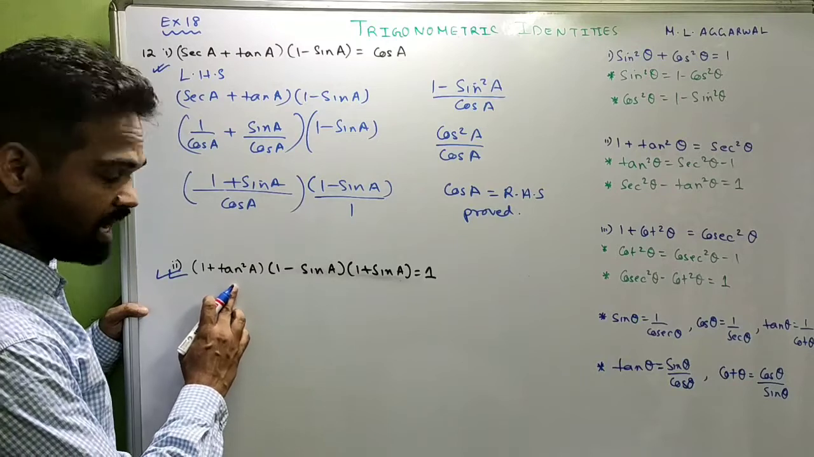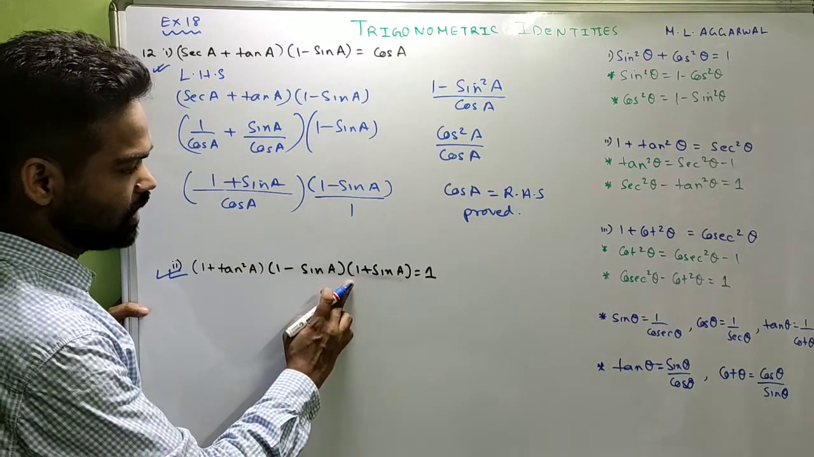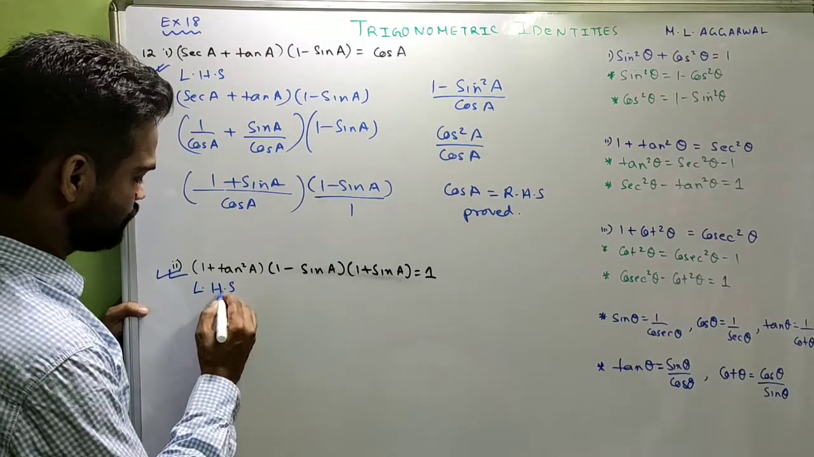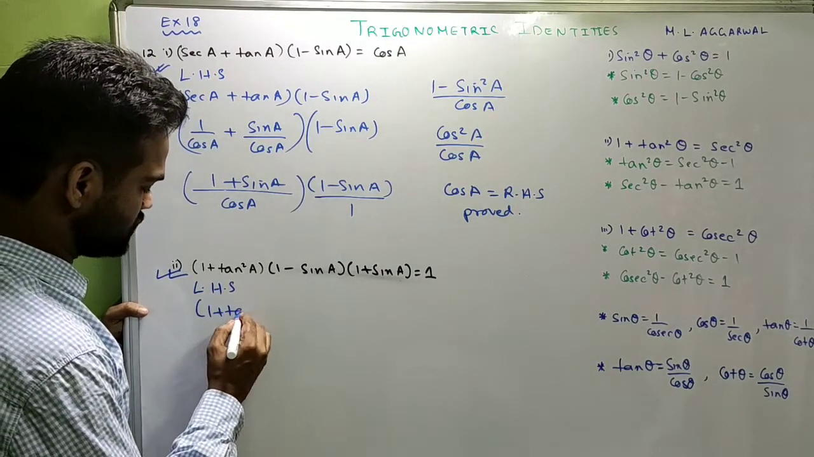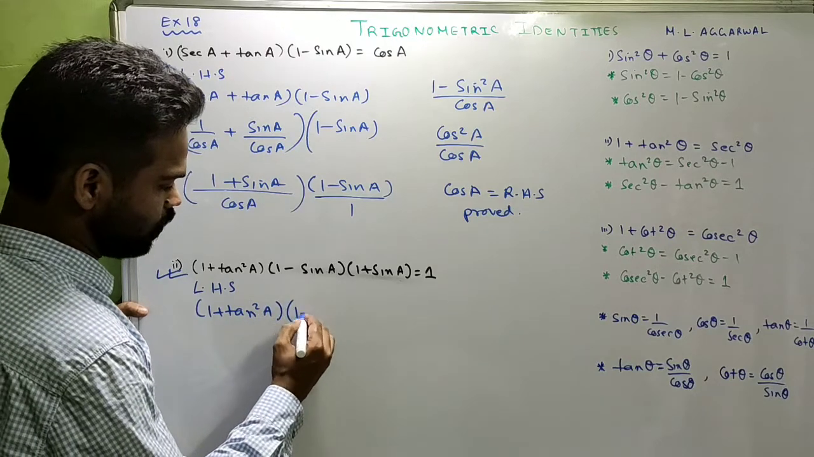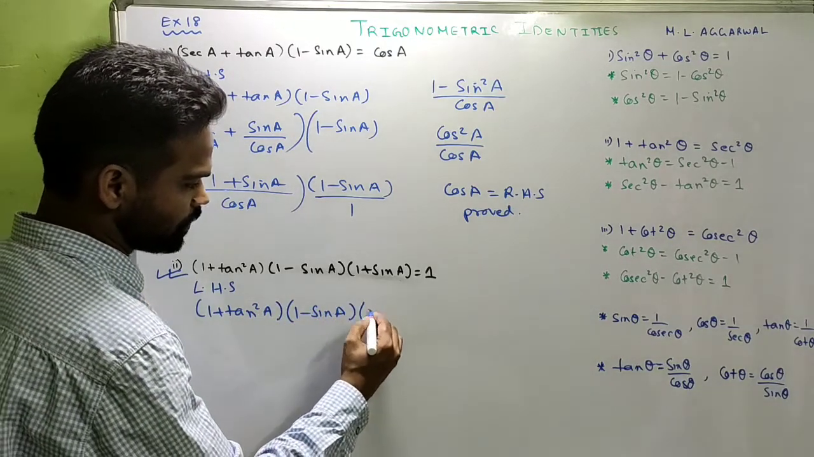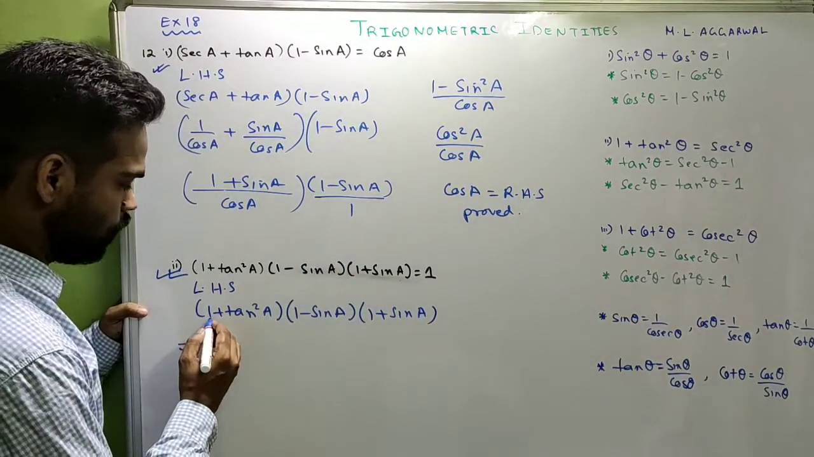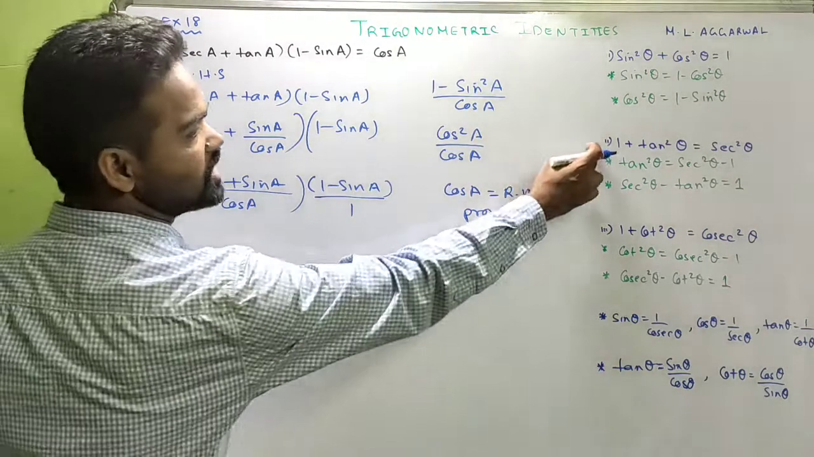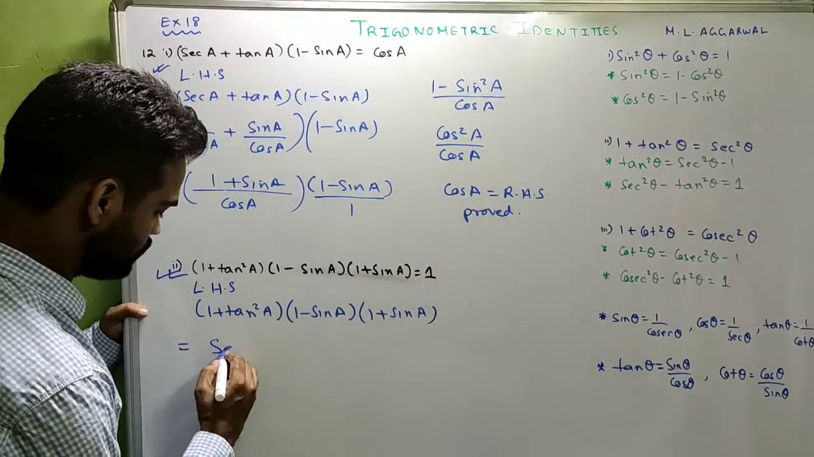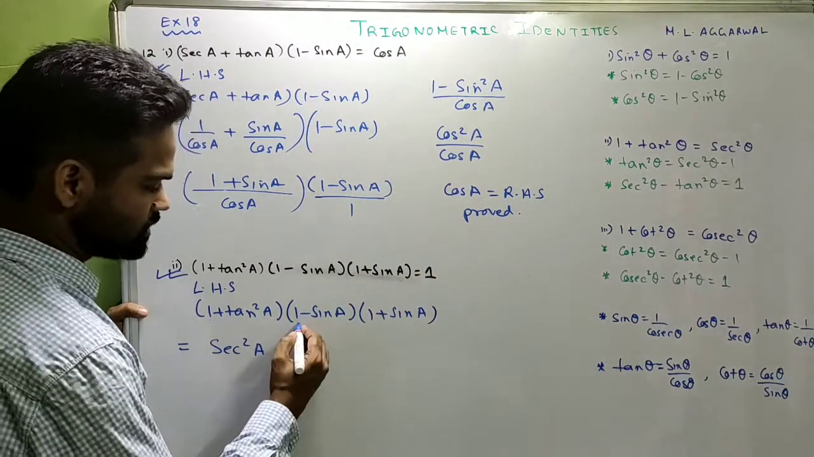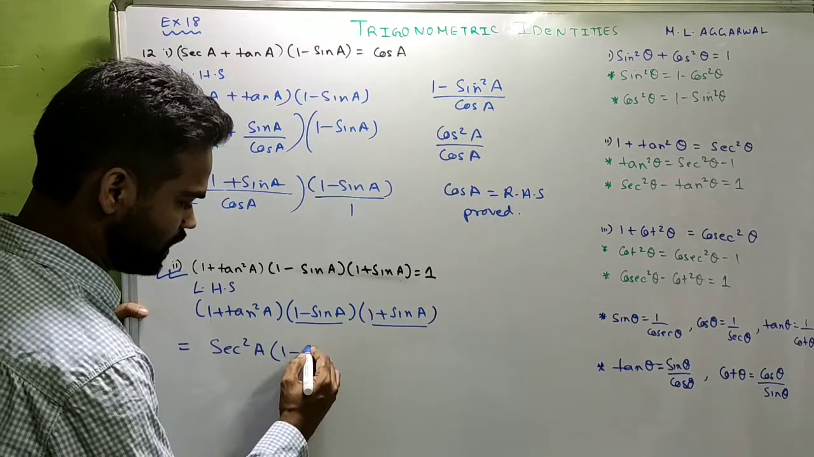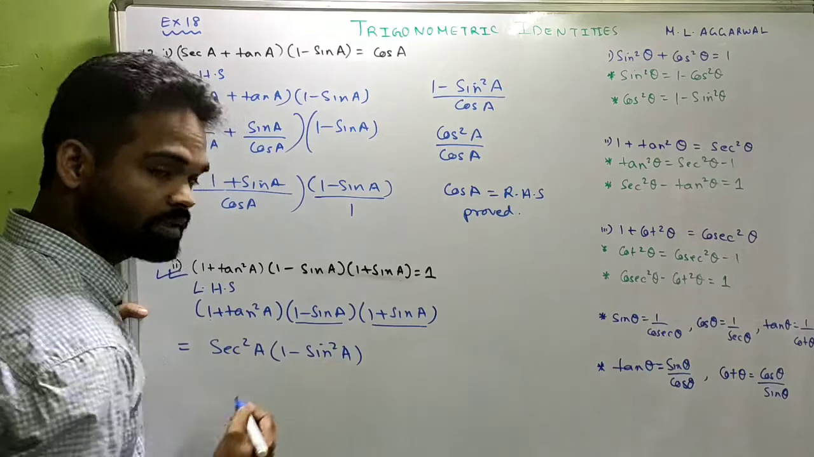Now look at sum number 12 part 2. Prove that (1 plus tan square A)(1 minus sine A)(1 plus sine A) is equal to 1. Very easy, just look over here. 2 steps. Now this is (1 plus tan square A)(1 minus sine A)(1 plus sine A). Now we know the identity, 1 plus tan square theta is sec square theta. So this will be sec square A. And this is A minus B, A plus B.